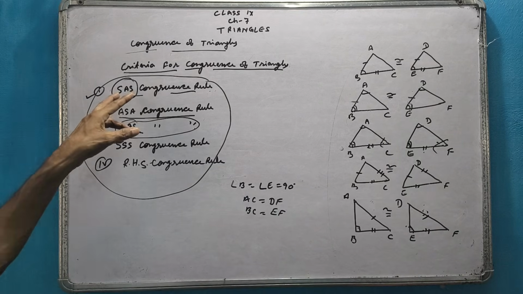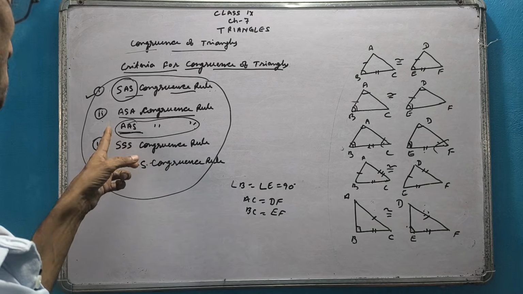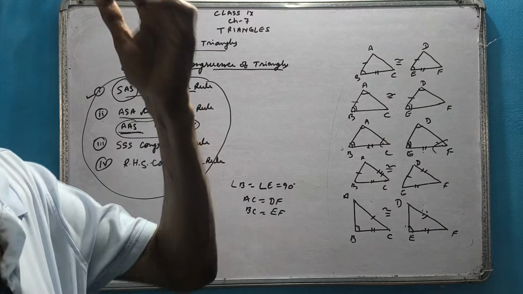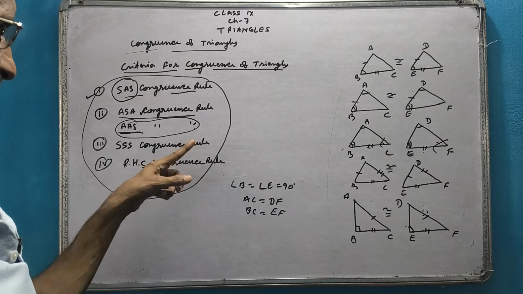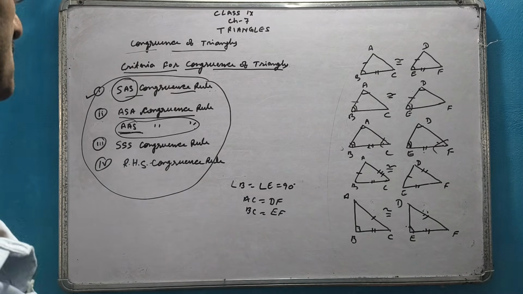Understood the rules? Side angle side congruence rule, angle side angle congruence rule, which can be AAS also, angle angle side also, and then the side side side congruence rule, then the right angle hypotenuse side congruence rule.